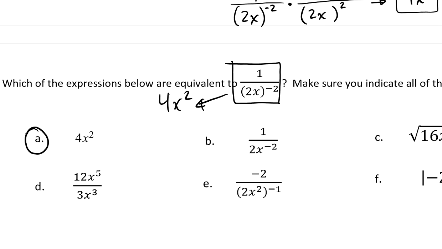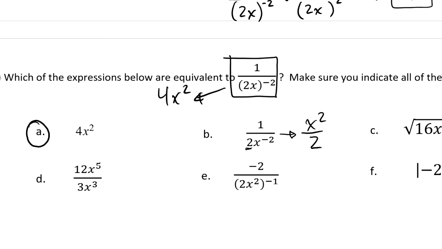A is 4x squared, which is nice. B, if I simplify this, would be x squared over 2. Notice that this 2 is not getting raised to the negative second power, it's only the x that's getting raised to the negative second power.